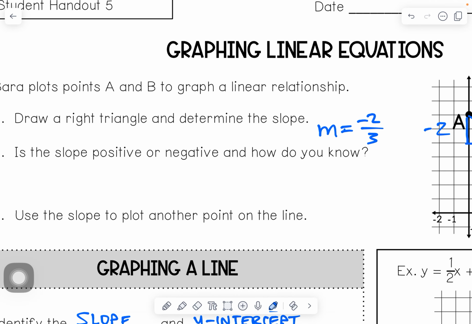Is the slope positive or negative? It's negative, it's going down. Okay, and we read lines the same way we read sentences, left to right.